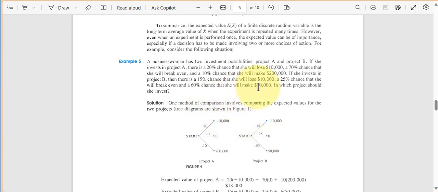And there's a 60% chance that she will make 50,000. In which project should she invest?